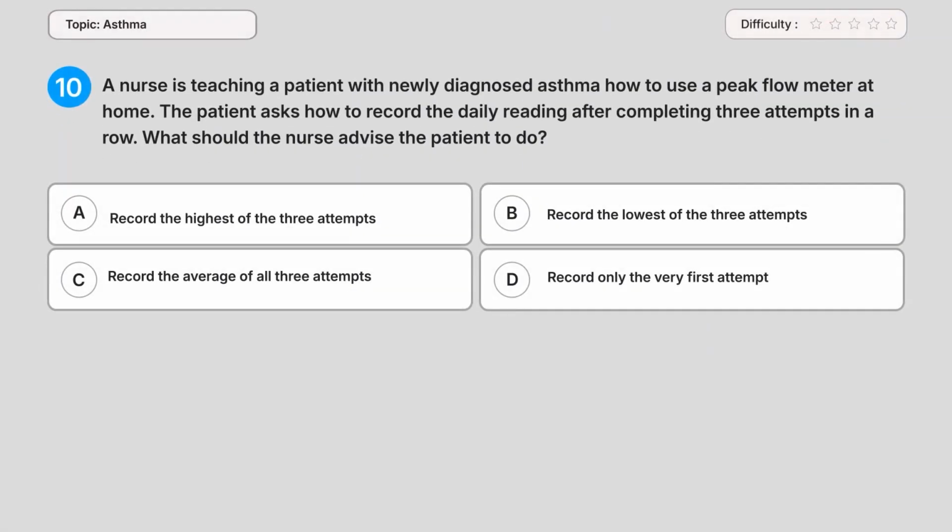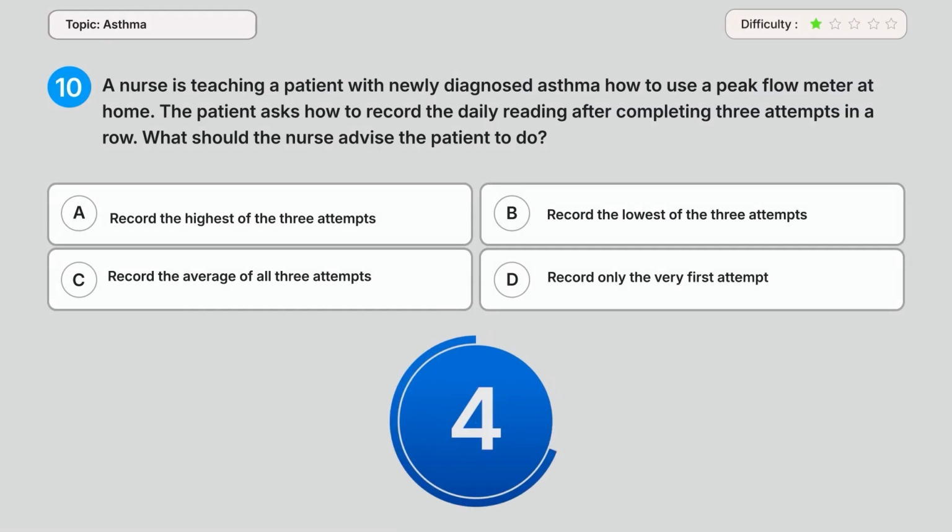Question 10. A nurse is teaching a patient with newly diagnosed asthma how to use a peak flow meter at home. The patient asks how to record the daily reading after completing 3 attempts in a row. What should the nurse advise the patient to do? A. Record the highest of the 3 attempts. B. Record the lowest of the 3 attempts. C. Record the average of all 3 attempts. D. Record only the very first attempt. Can you guess the answer?